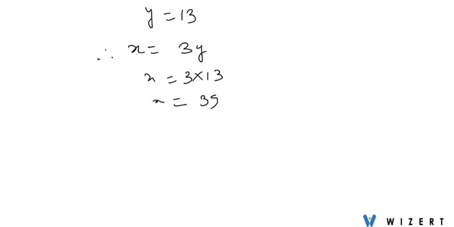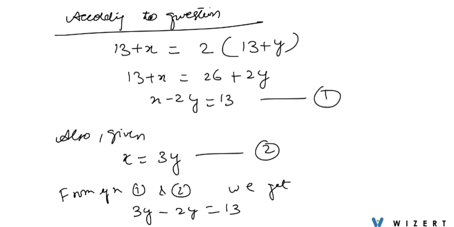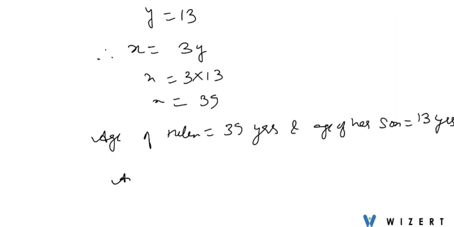Now we have obtained x and y, and this is the age of Helen and her son. So the age of Helen is 39 years and the age of her son is y, which is 13 years. So 39 years and 13 years is the answer, which is option D. So we can say that the answer is option D.